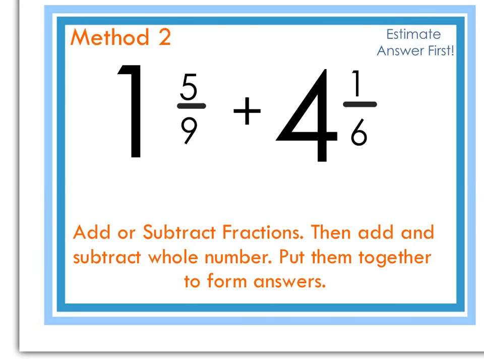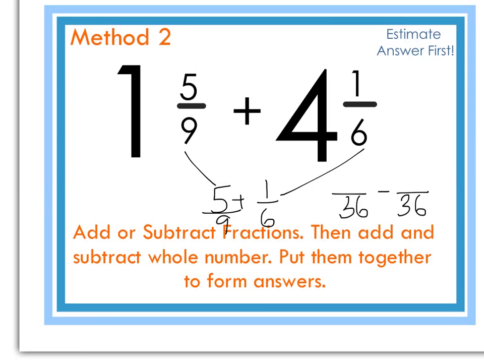Here's your second method. Add or subtract the fractions first, then add or subtract the whole number parts and put them together to form your answer. So I'm going to add and subtract this part first. I'm going to do this problem, 5/9 plus 1/6. I need a common denominator. A good common denominator could be 54, just multiplying the two of them together. I could also go with something smaller like 36 if you can find one. And I'm going to use the smallest thing I can think of.